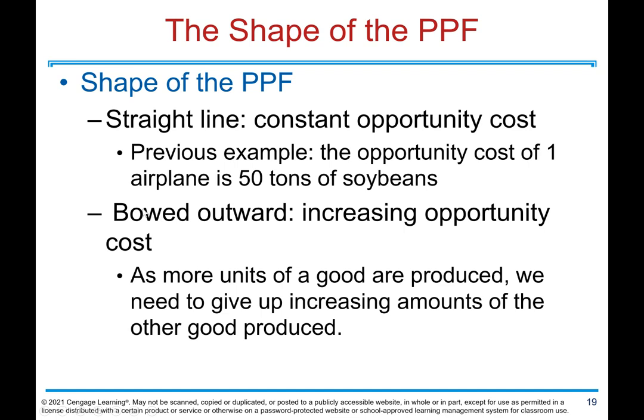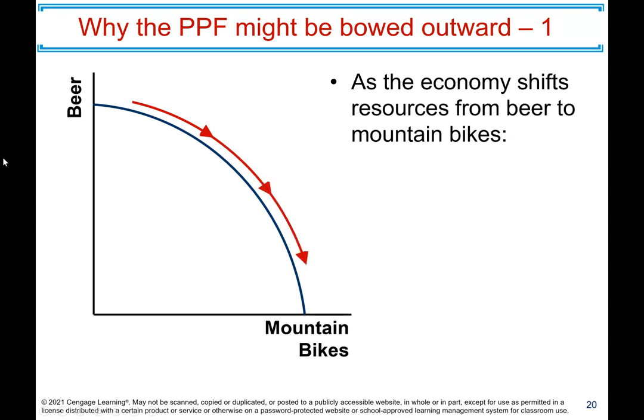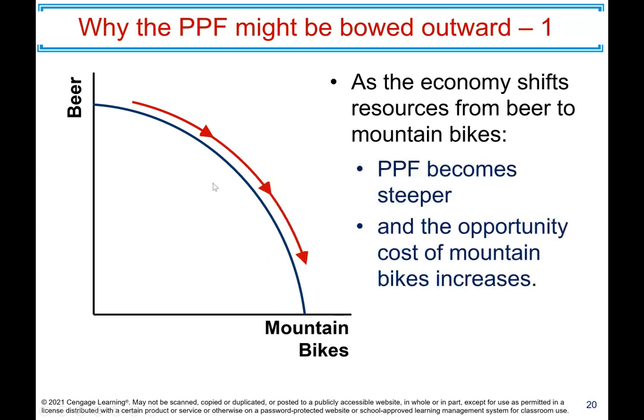The PPF is usually bowed out, which reflects increasing opportunity costs. In reality, the PPF is not a straight line. Costs are not constant. As more units of a good are produced, we need to give up an increasing amount of the other good. That is the correct shape of the production possibilities frontier. It is concave, bowed away from the origin.